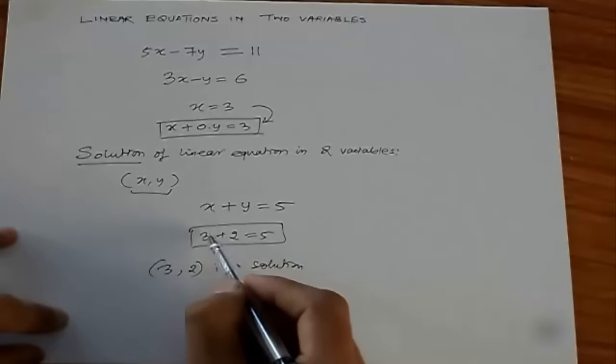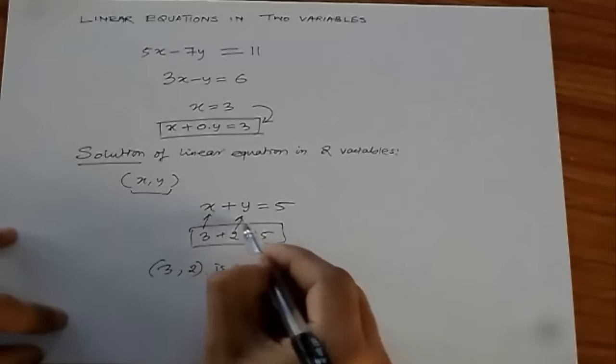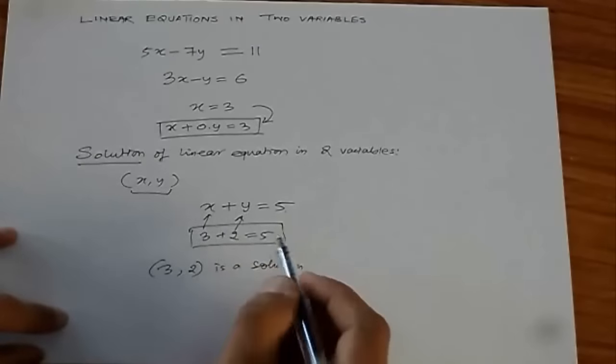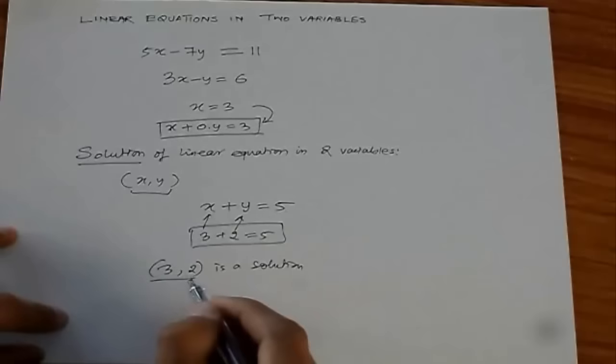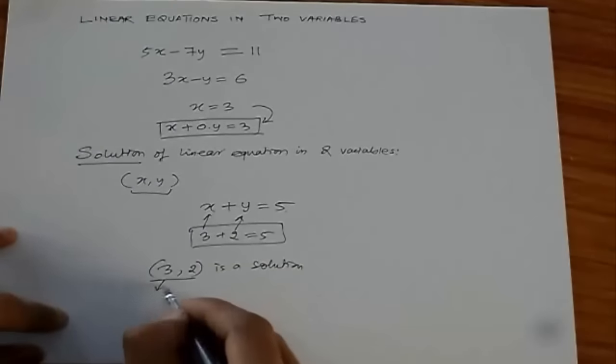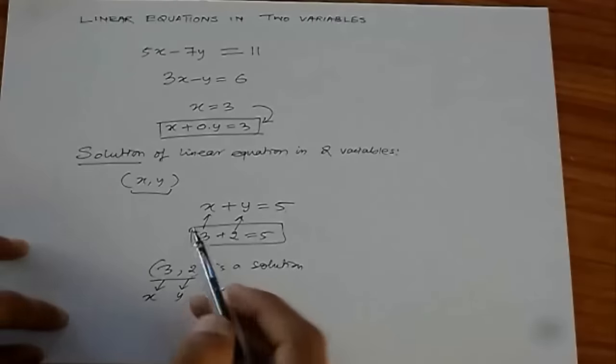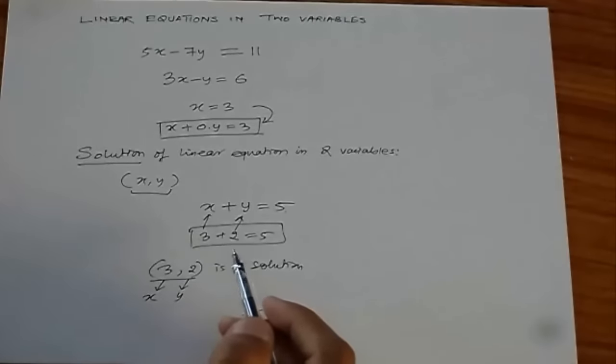because when you take x equals 3 and y equals 2, 3 plus 2 equals 5. So the left hand side is equal to the right hand side, and this ordered pair is called a solution. In the place of x you have taken 3, in the place of y you have taken 2, so this ordered pair is said to be a solution. It's very easy to understand. The word pair is very important: an ordered pair which satisfies the given equation is called a solution of the linear equation.